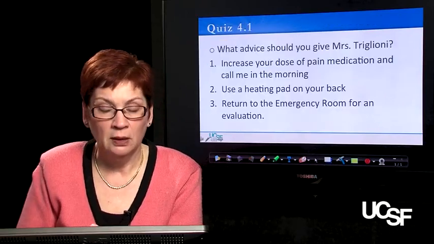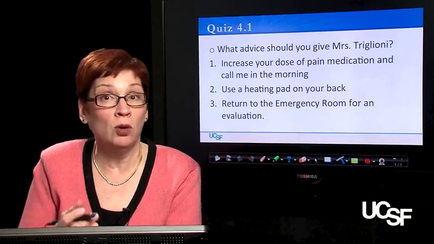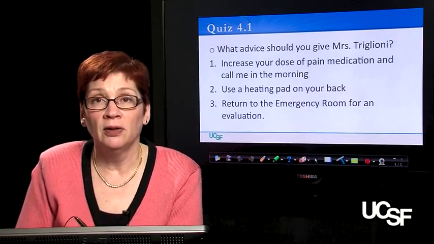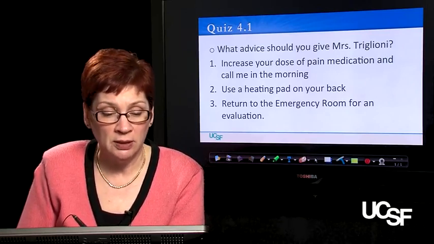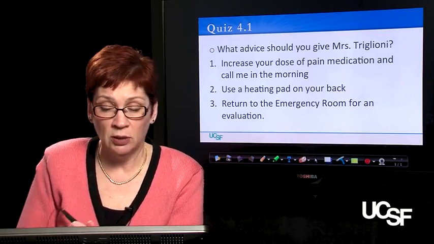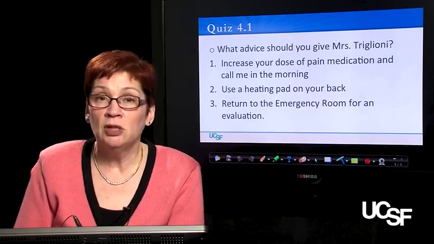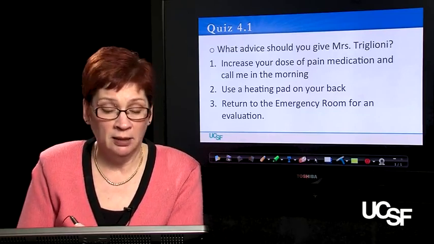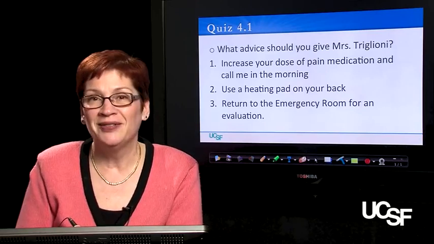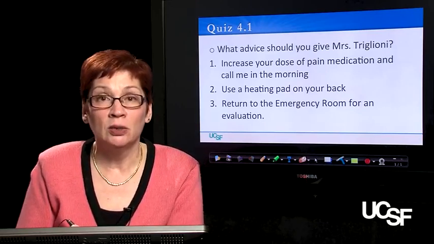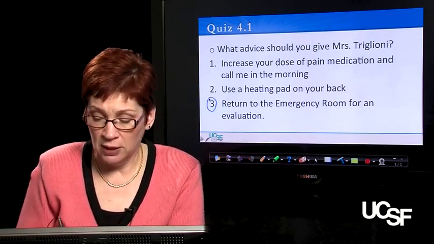So, first quiz for Module 4. What advice should you give Mrs. Triglioni based on what you've heard on the telephone and the work you've done to process her problems and develop a patient illness script and differential diagnosis? Number 1, increase your dose of pain medications, Mrs. Triglioni, and call me in the morning. Number 2, keep the same dose of pain medications but use a heating pad on your back. Or number 3, return to the emergency room for an evaluation. And hopefully, given that your tier 1 diagnosis was pulmonary embolism, you chose number 3.